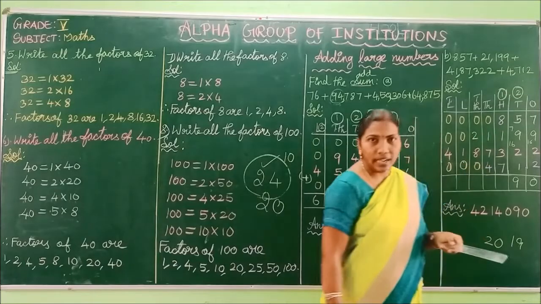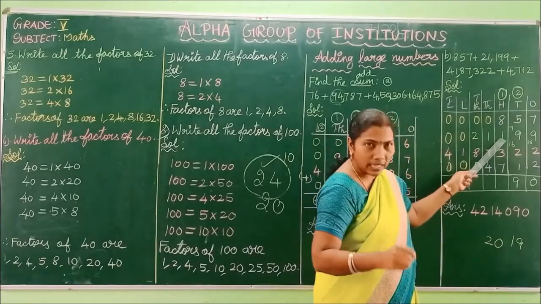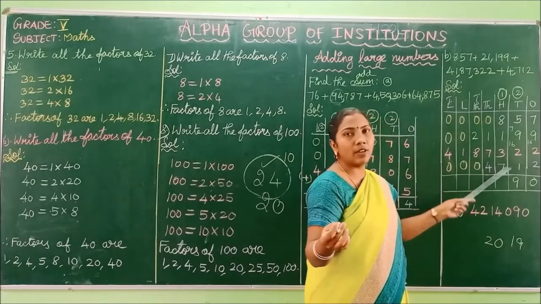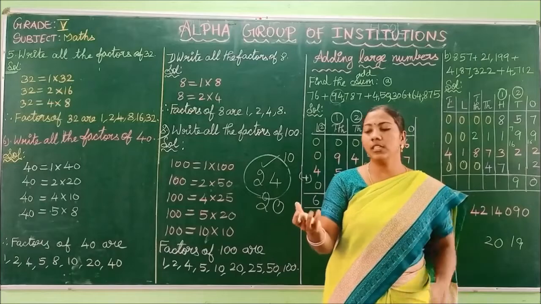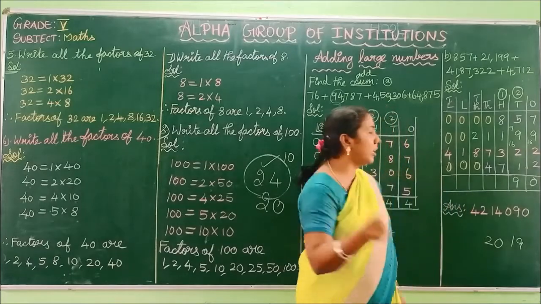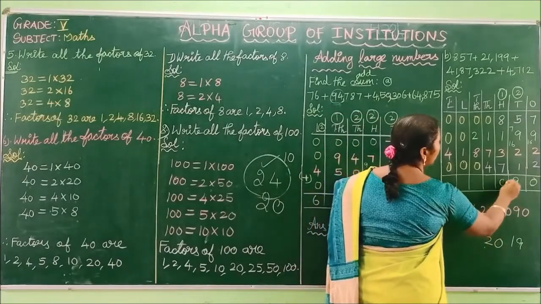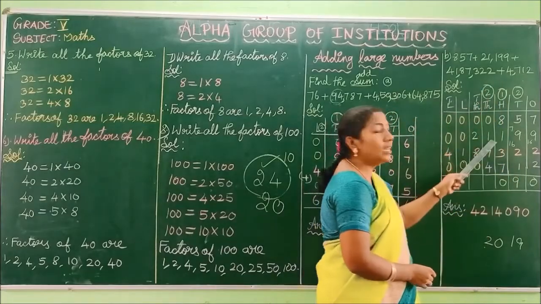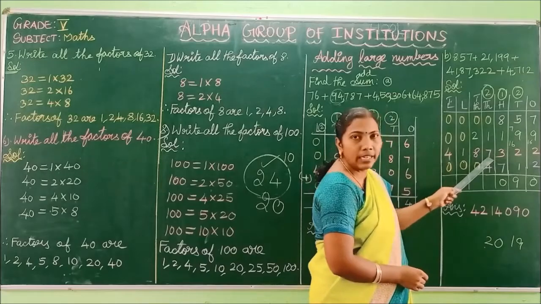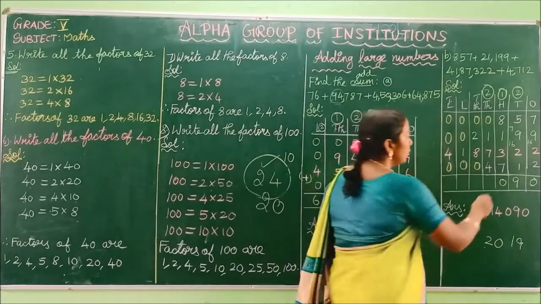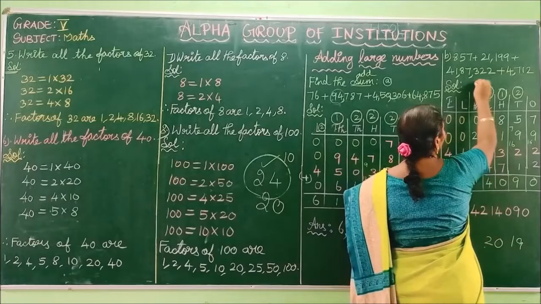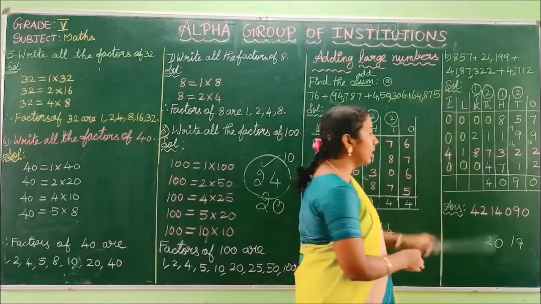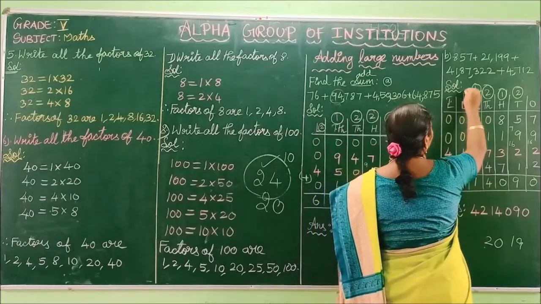So you have to add 1 with 8. 8 plus 1, 9, 9 plus 1, 10, 10 plus 3, 11, 12, 13, 13 plus 7, 14, 15, 16, 17, 18, 19, 20. For 20, here you have to put 0, here you have to put 2. Okay? 2 plus 1, 3, 3 plus 7, 10, 10 plus 4, 14. So here you have to put 4, here you have to put 1. 1 plus 2, 3, 3 plus 8, 11. Here you have to put 1, here you have to write 1.